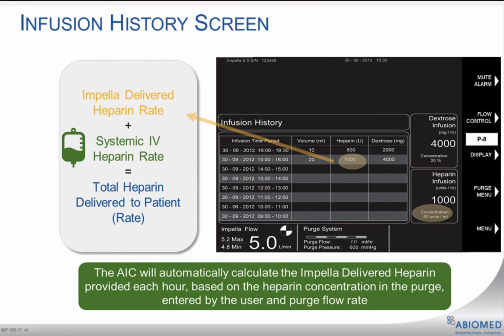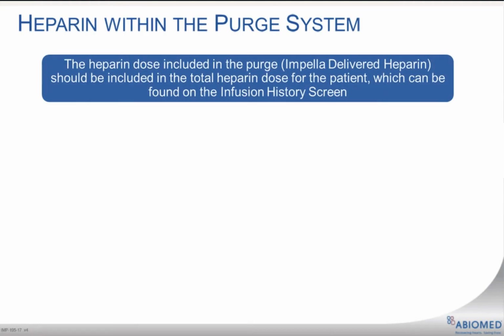It is important for the caretaker to account for the heparin being infused by the Impella system into the total heparin patient dose. While caring for a patient with an Impella device, it is important to account for the heparin that is delivered through the PURGE system. This dose can be found on the automated Impella controller by switching to the infusion history screen on the display menu.